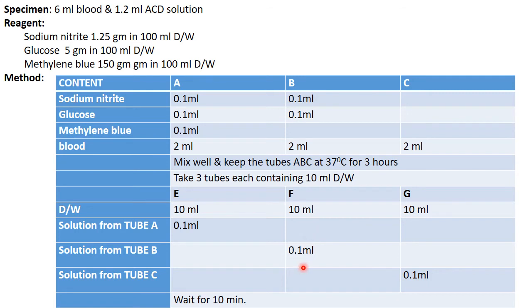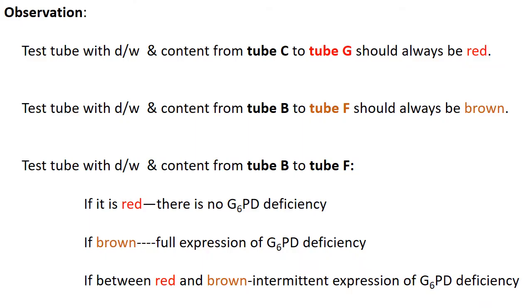Now transfer 0.1 ml from test tube A into test tube E, 0.1 ml from test tube B into test tube F, and 0.1 ml content from test tube C into test tube G. Observation: test tube A with distilled water and content from test tube C to G should always be red. Test tube with the content distilled water and contents from test tube B to F should always be brown.